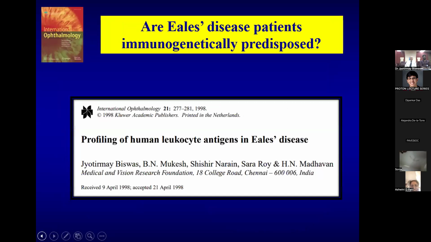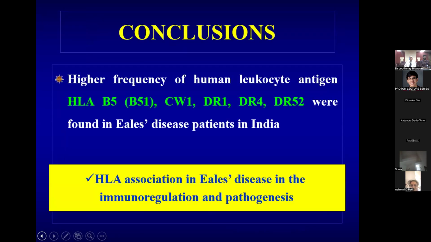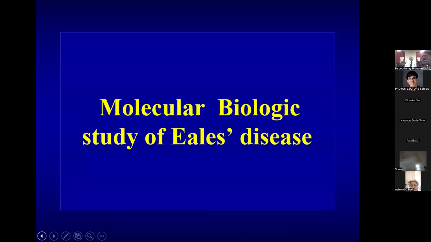We did the genetic profiling of human leukocyte antigens in Eales disease and found that immunogenetically it was associated with HLA-B51, CW1, DR1, DR4, and DR52. And interestingly, HLA-B51 was associated with Behçet's disease. So we concluded that the HLA association in Eales disease plays an important role in immunoregulation and pathogenesis.